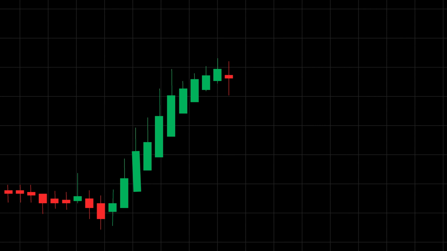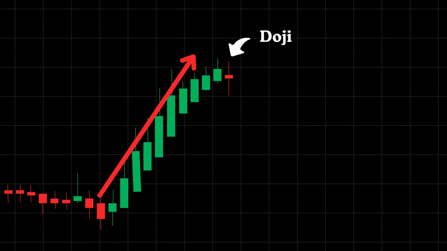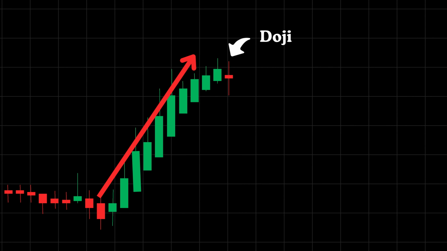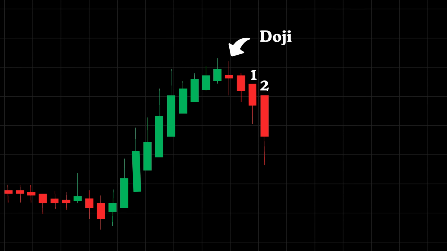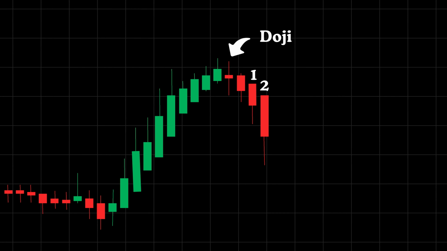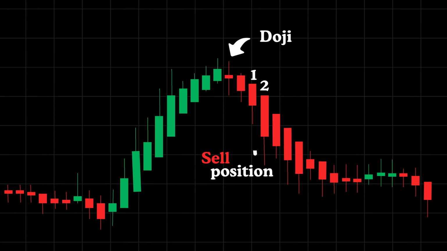Just like in this example, on this chart, we're in an uptrend and we spot a doji candle. What we need to do next is wait for two candles of the opposite color, which in this case would be red, to show up. Both of these candles should have only one wick. That setup becomes our entry signal. In this scenario, we go for a sell position.